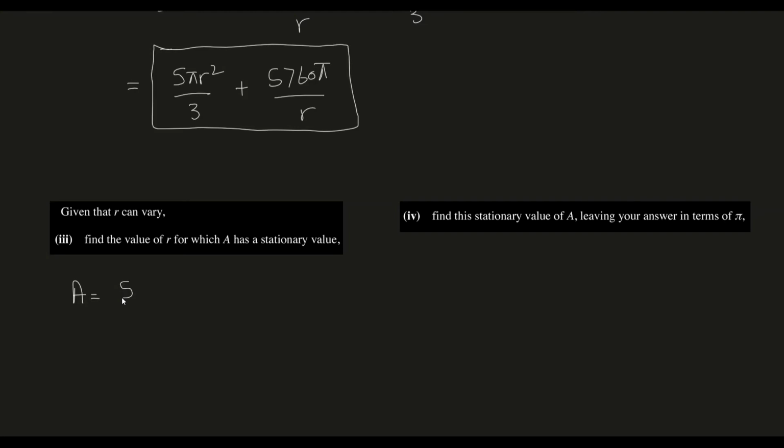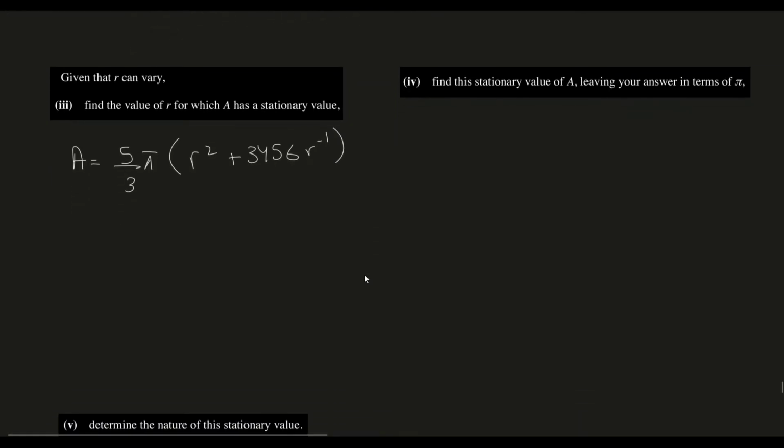So 5 over 3 pi, and we will end up having r square plus 3456, and I will take this r in the denominator into the numerator and put its power to minus 1. So r minus 1. Okay. Now let's differentiate this with respect to r.